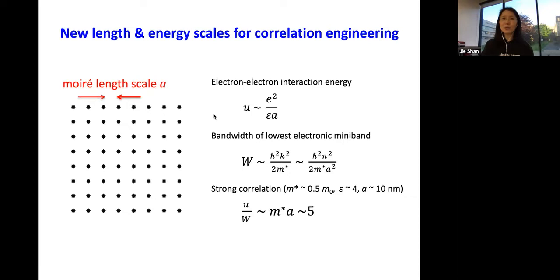Then the correlation, the measure of correlation, which is measured by the ratio of interaction energy to the bandwidth, is proportional to mass and the distance. And for separation on the order of 10 nanometer, we can get this ratio to be on the order of, you know, five or fewer times. So this immediately puts the electrons in the moiré superlattice in the strong correlation regime.